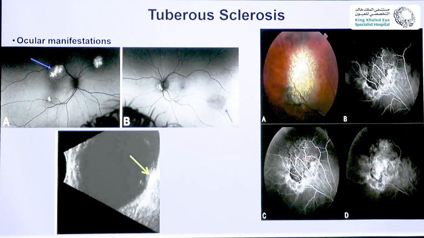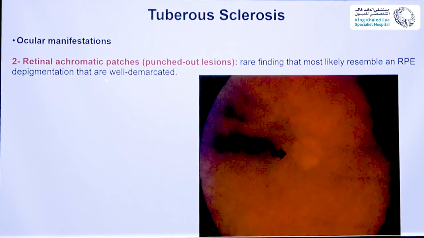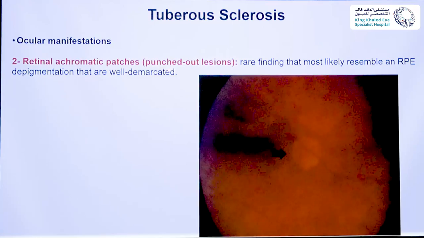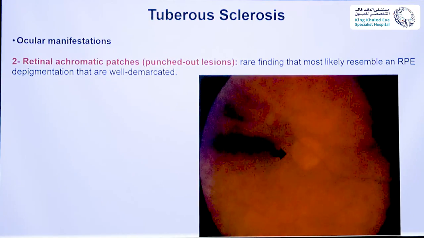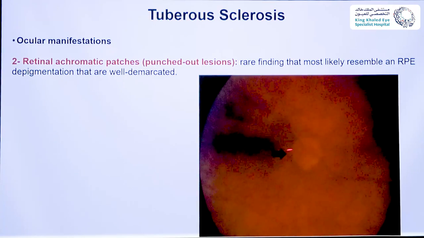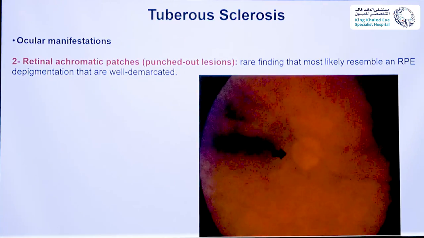And this is how it shows in the FFA. Again, as we said with the combined hamartoma, because you have some component of pigmentation, you will have early blockage. But because you have secondary vascular changes overlying or adjacent to the tumor or the mass, you will have late leakage. This is another finding that was added to the tuberous sclerosis diagnostic criteria, which is very rare, called punched-out lesion or retinal achromatic patches. It may most likely resemble well-demarcated RPE pigmentation.